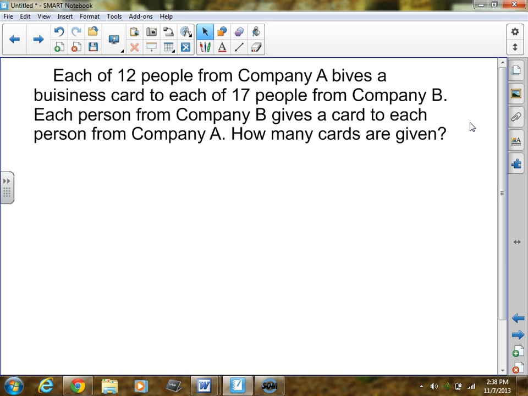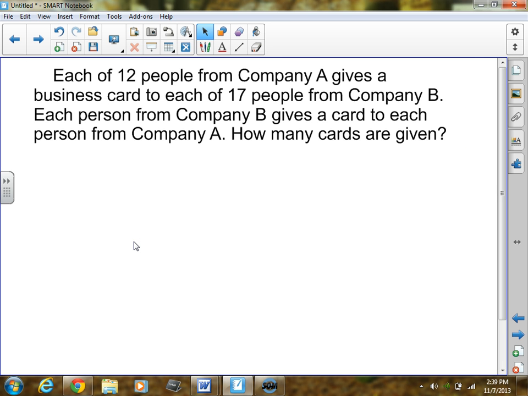It says, each of 12 people from company A gives a business card to each of 17 people from company B. Each person from company B gives a card to each person from company A. How many cards are given?